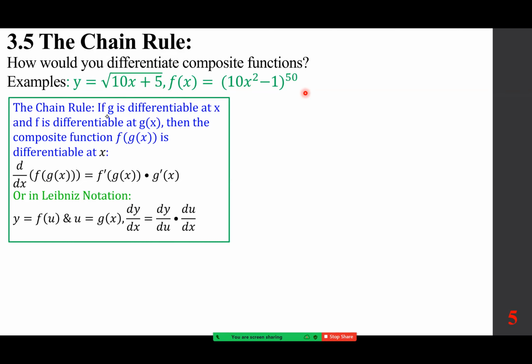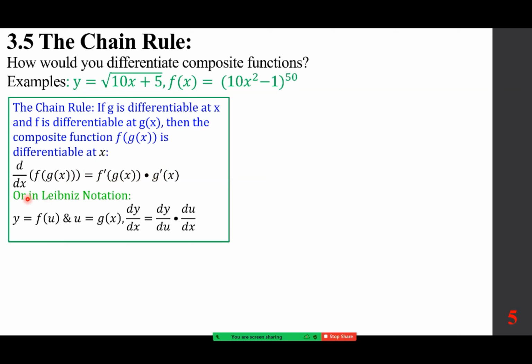The chain rule says if g is differentiable at x, and if f is differentiable at g of x, then the composite function f of g of x is differentiable at x. And the way it works, f is the shell function, the outer function. G is the inner function. So the derivative of f of g of x is the derivative of the outer function, f prime of g of x, times the derivative of the inner function, g prime of x.